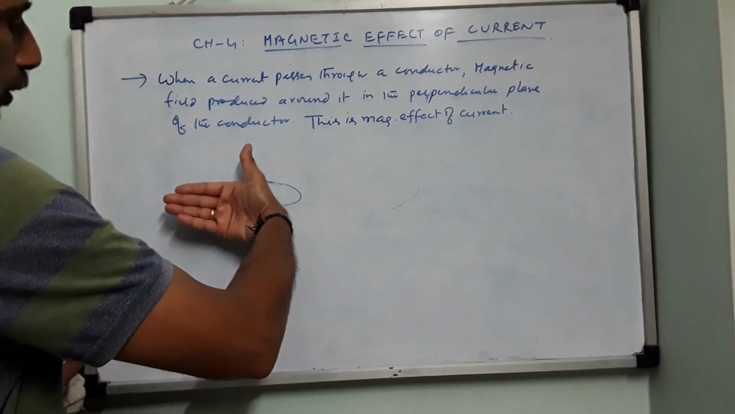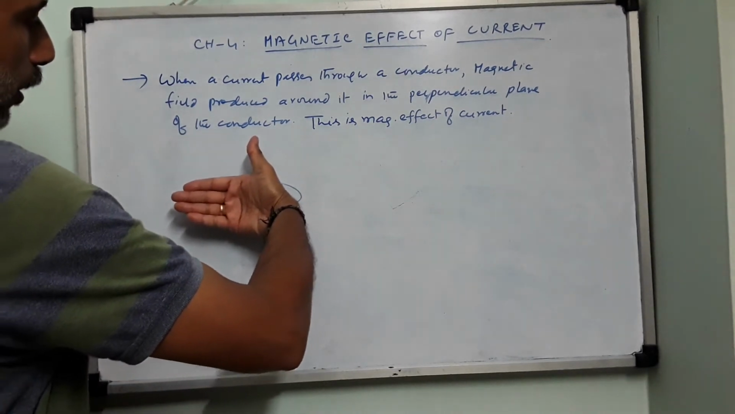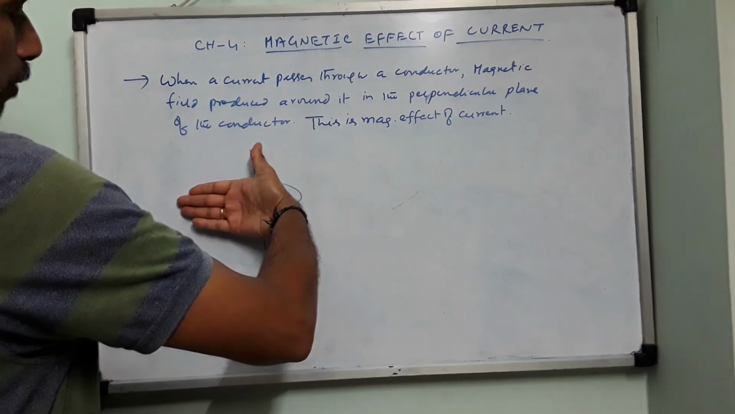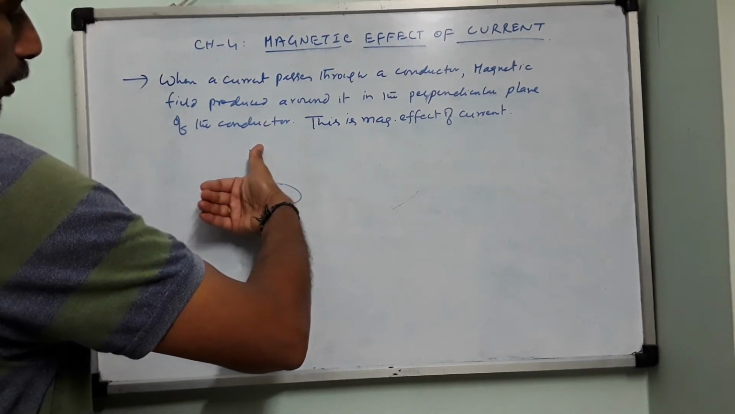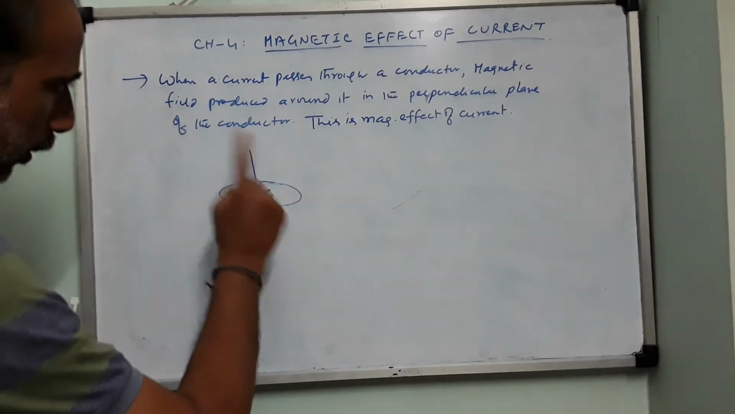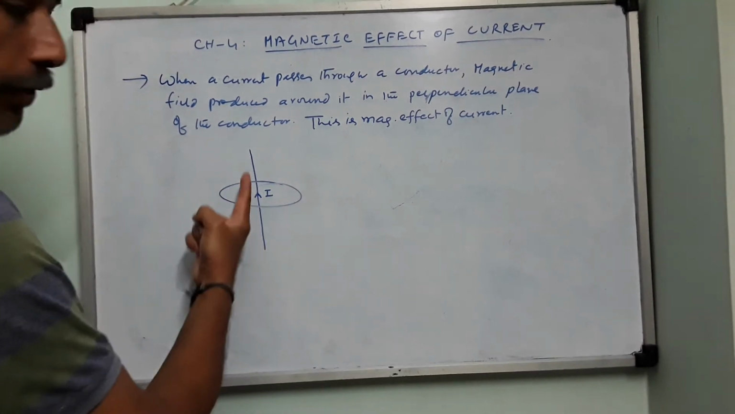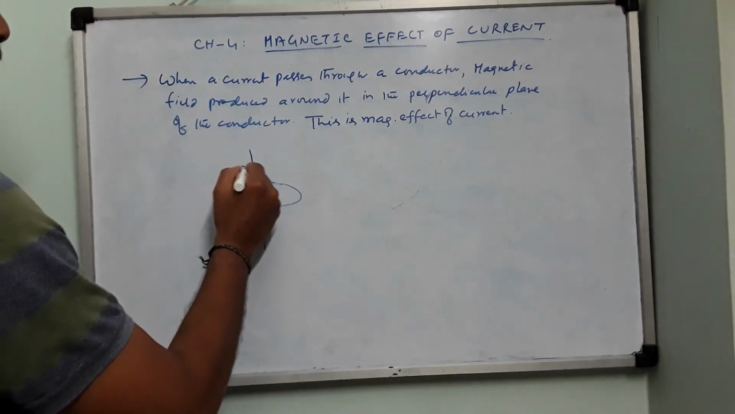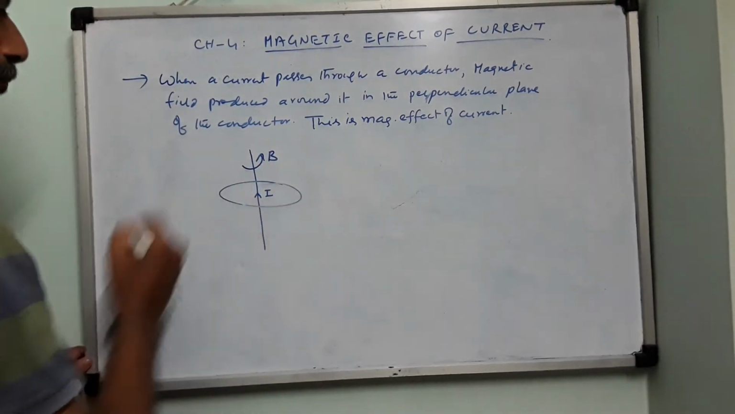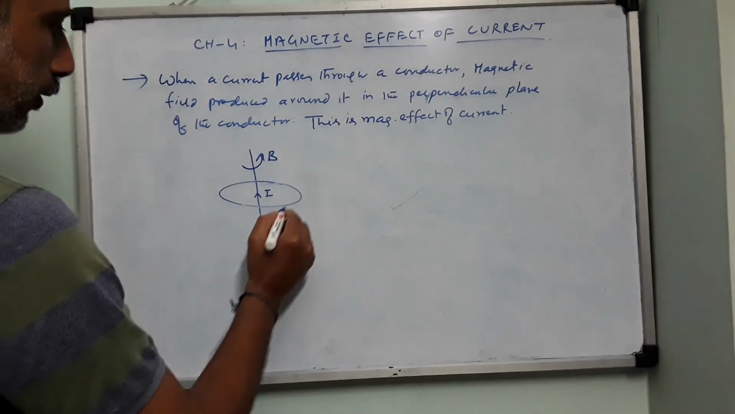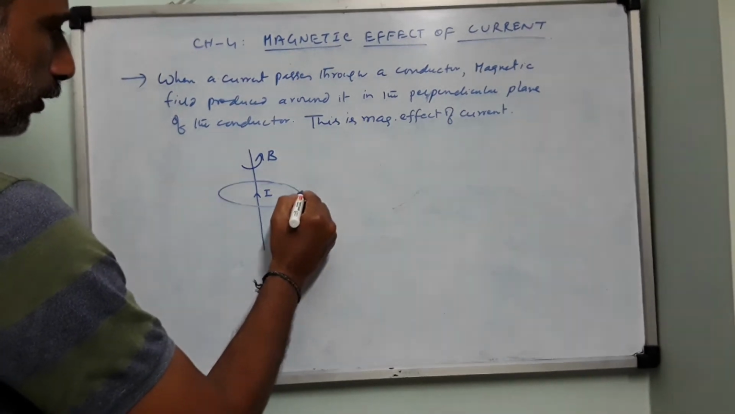So it is upward like this, you see how the four fingers are bending. They are curling like this. In which direction are they curling? They are curling in the anti-clockwise direction. So this is the direction of magnetic field B. This is the magnetic field line, this is the magnetic field.